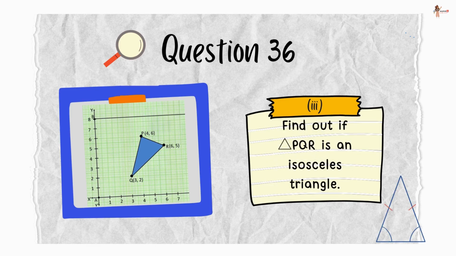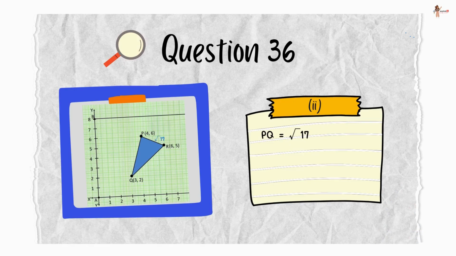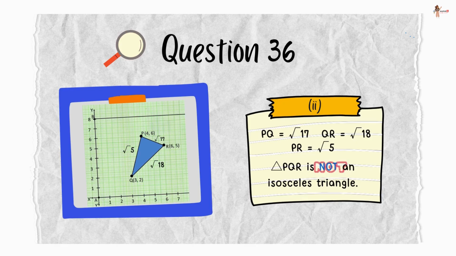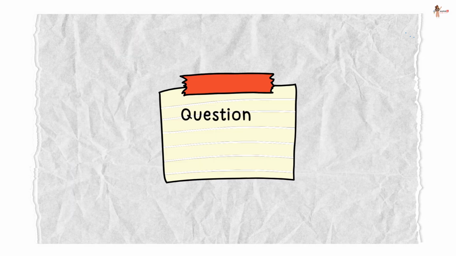Now the last part says find out if the triangle PQR is an isosceles triangle. So we found out that PQ is root 17, QR is root 18, and PR is root 5. Therefore, triangle PQR is not an isosceles triangle.